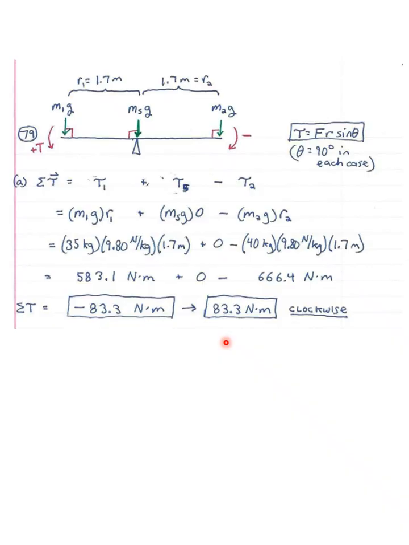Now problem 79 continues with part B. Find the angular acceleration. So now that we know the torque, we need to find acceleration, and I'll do that on the next page.